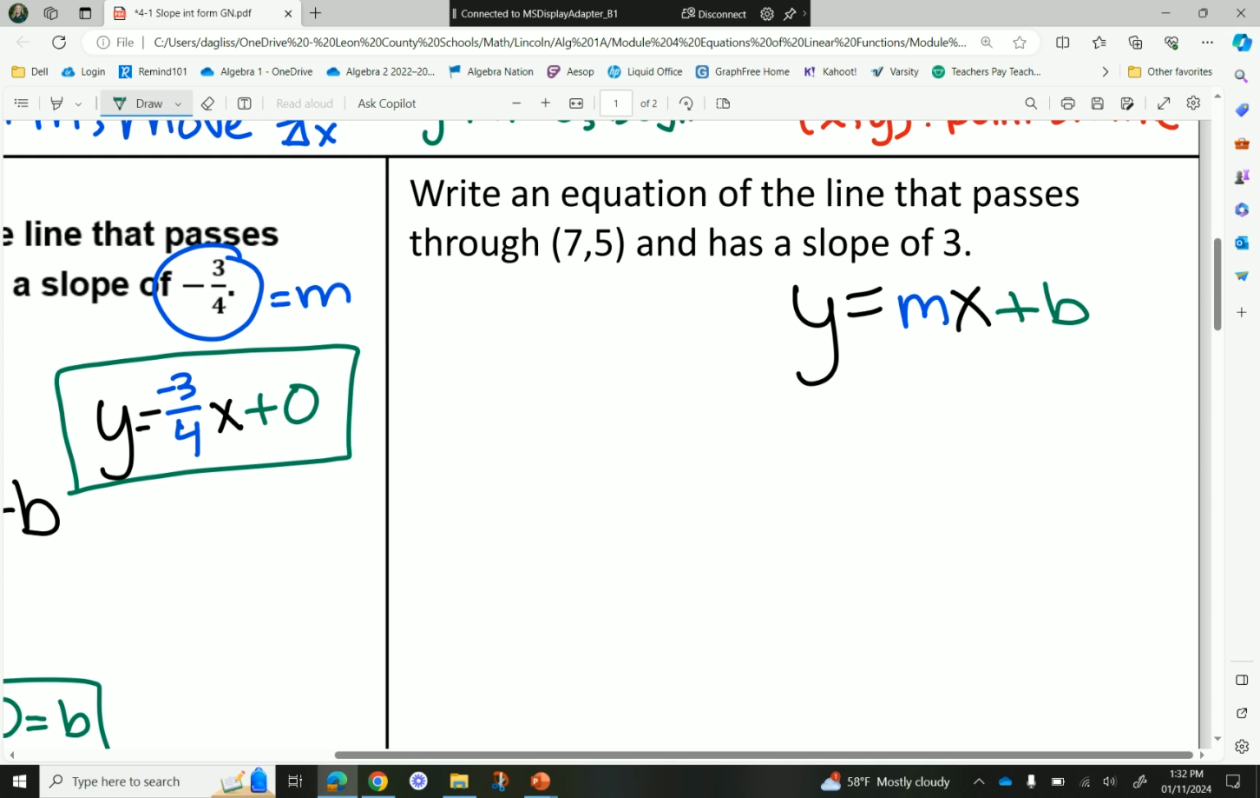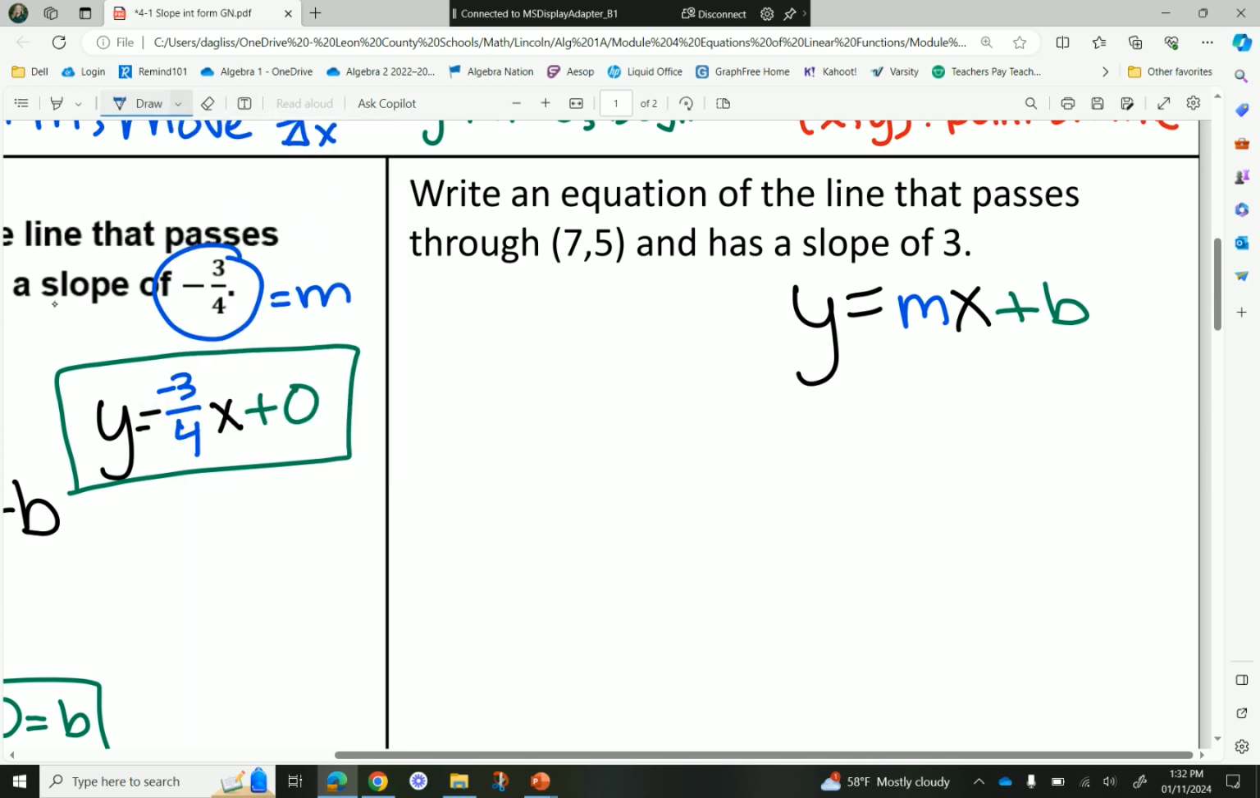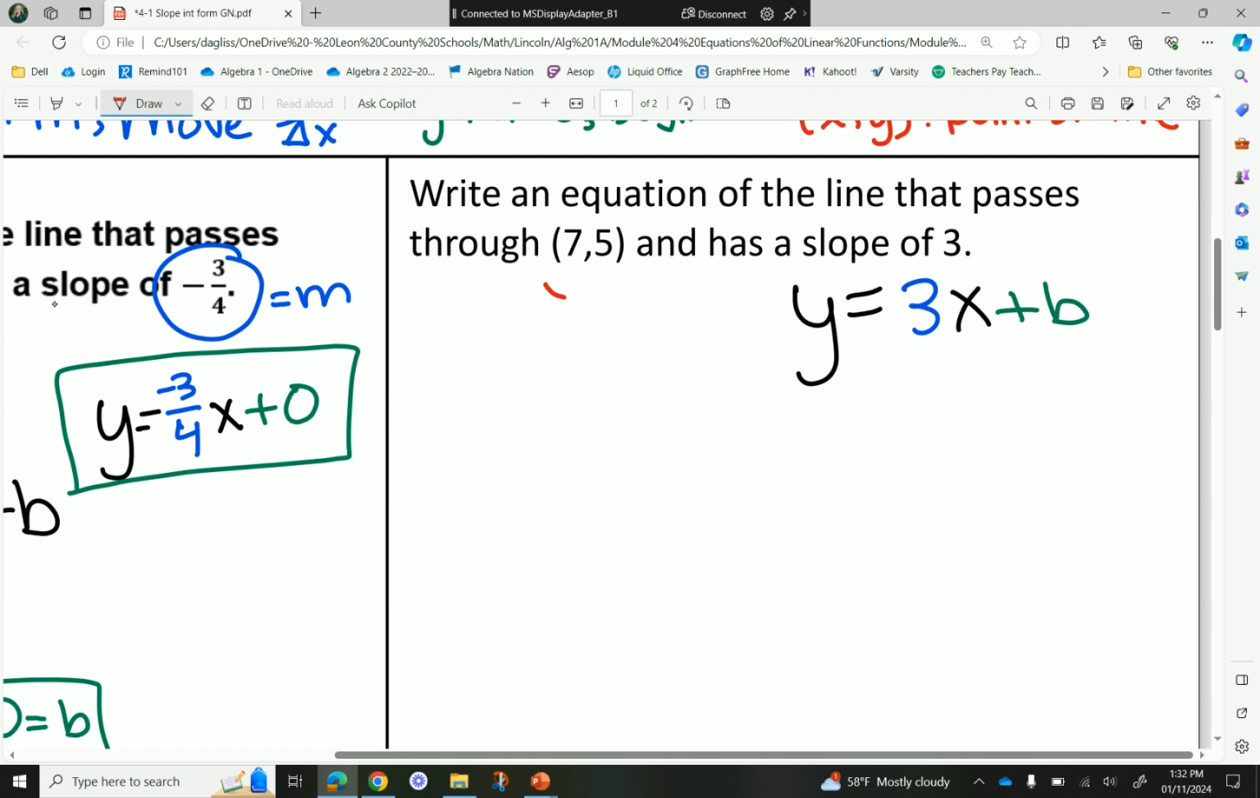Do I know any of those values? What did they give me? Did they give me slope or y-intercept? They gave me a slope. Is that my m or my b? That is my m, so we're going to change this m to a 3. So far we have that much. Do I have a y-intercept? Not yet. They gave me a y, but not a y-intercept. They didn't tell me where it started. This (7, 5) is an x, y, so it's a different point on the graph.